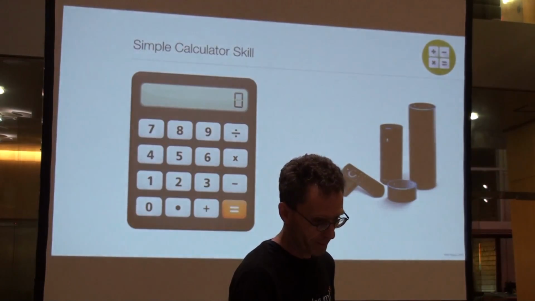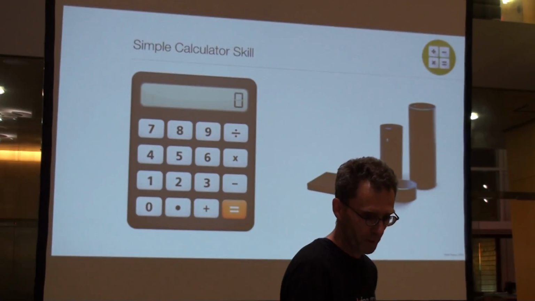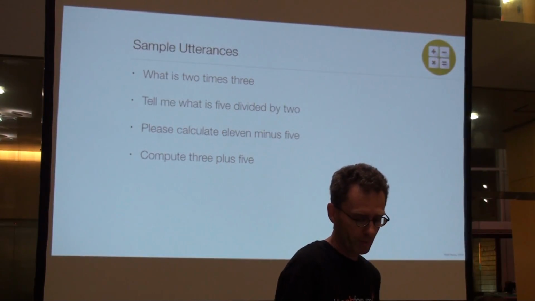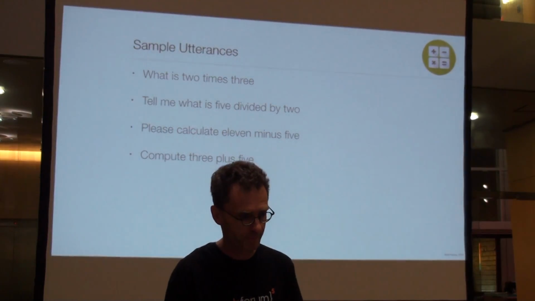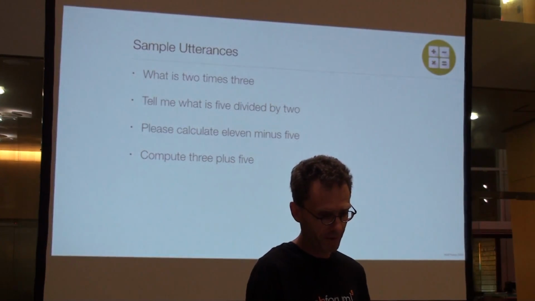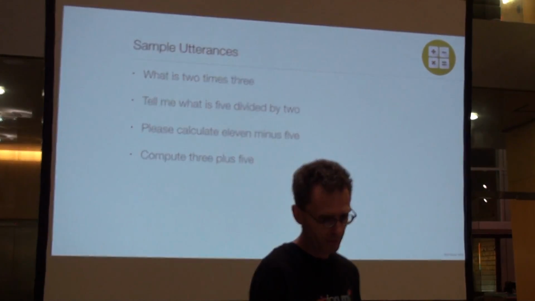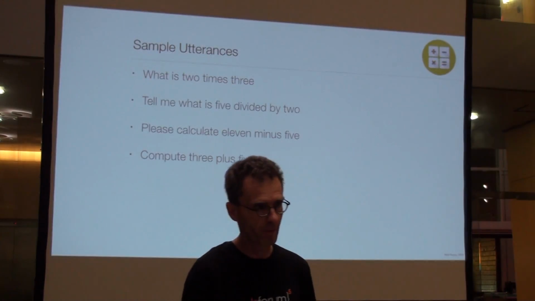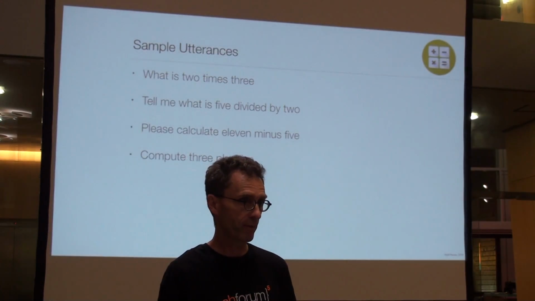But now let's go to building a skill real quick here. So we come up with some sample utterances. I say, what is 2 times 3? Tell me what is 5 divided by 2. Please calculate 11 minus 5, and so on. So the more sample utterances you have, the better.